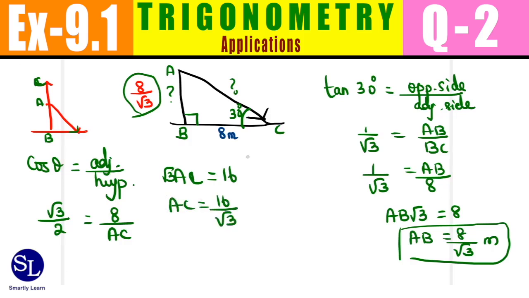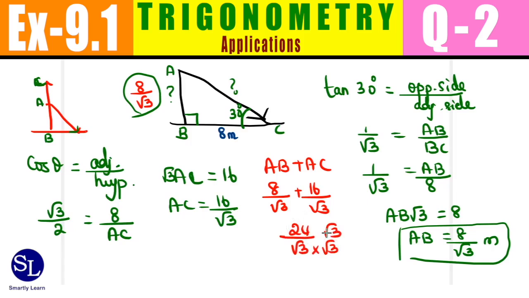Now the total height of the tree is AB plus AC. So this is 8 by root 3 plus 16 by root 3. Since both the denominators are root 3, I don't need to take LCM. So it is 24 by root 3. Now to rationalize, I will multiply both the numerator and denominator by root 3. So this will fetch 24 root 3 by 3. So I can strike this out. So this is 8 root 3 meters.